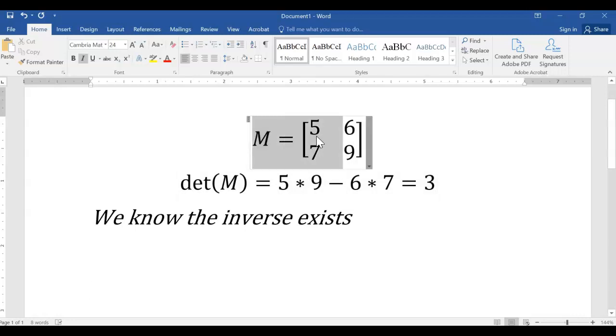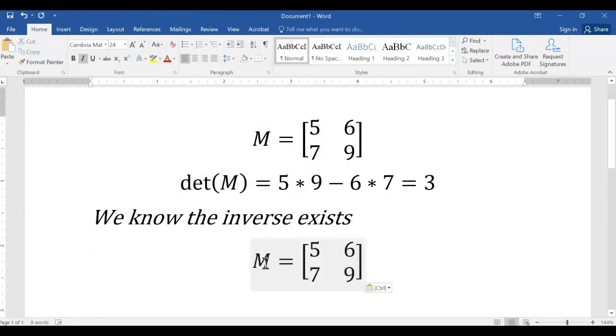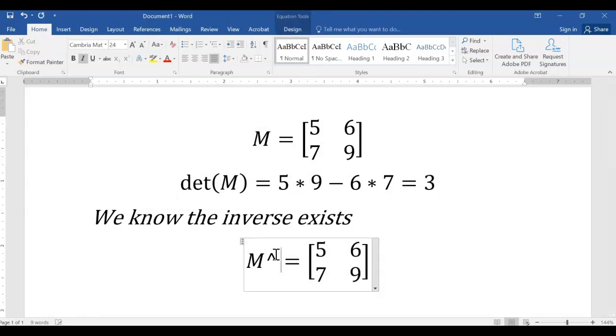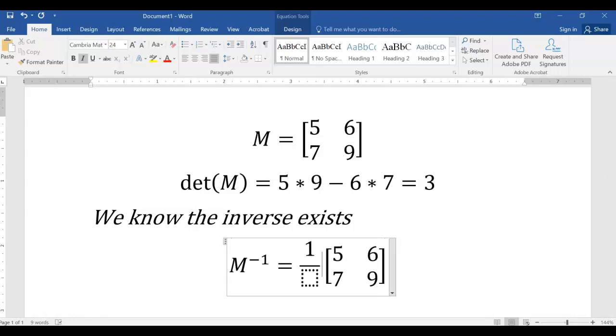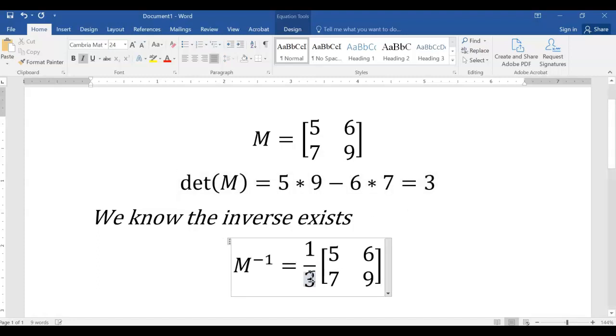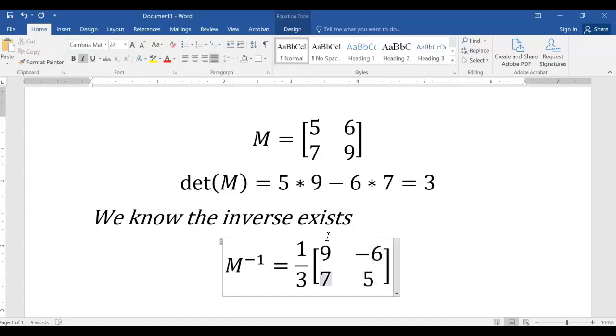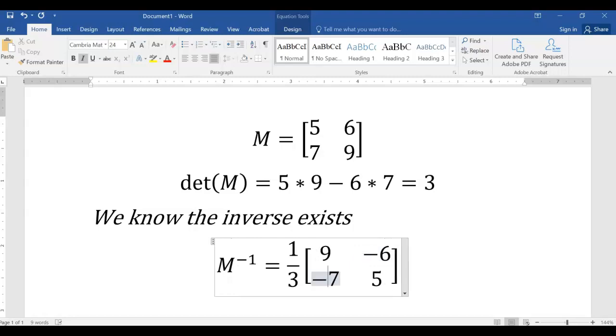In order to find the inverse of the matrix, let's call this M inverse. We're going to go 1 over my determinant, which is in this case 3. And then if you remember what happens, the A and the D swap. So the 9 and the 5 would swap. That 6 would turn into a negative 6, and that 7 would turn into a negative 7.